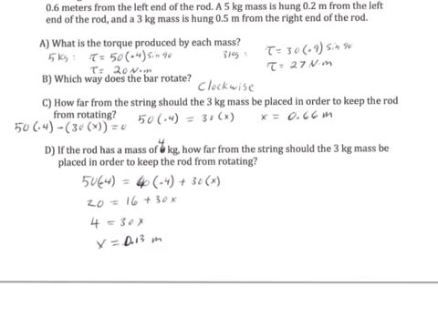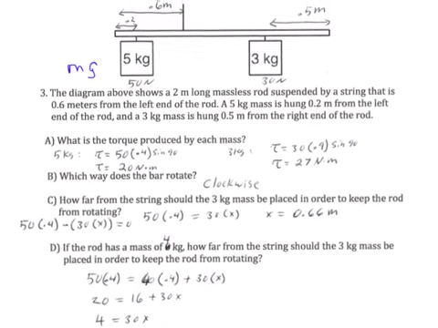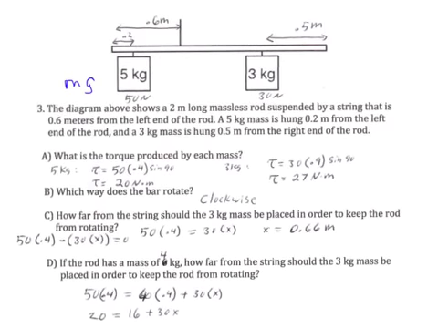Oh boy. Now the rod has a mass of 0.4 kilograms. I'm sorry, of 4 kilograms. And now we want to know how far the 3 kilogram mass should be placed in order to keep it from rotating. So first I've got to figure out how much torque is being applied by the rod itself. I have basically a 40 Newton bar, and its center of mass is where gravity applies the force.